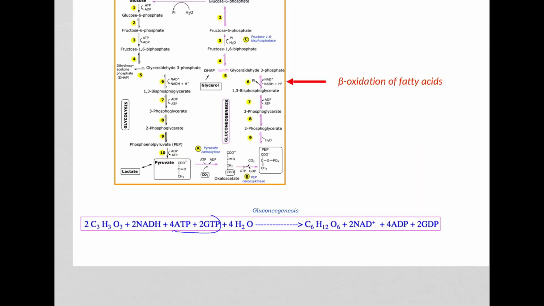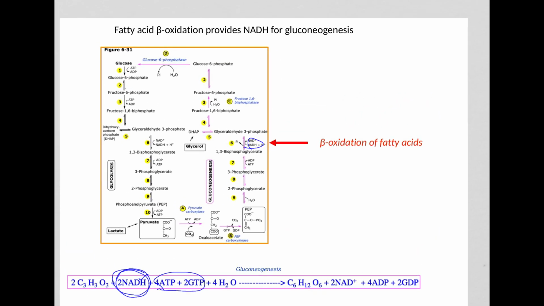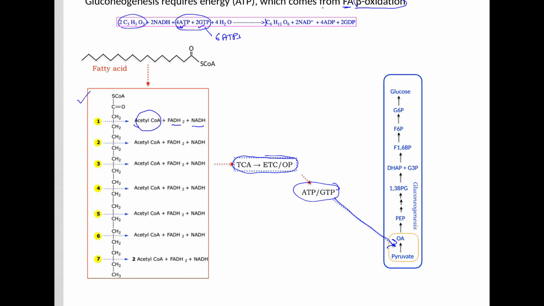Besides energy, we do need some sort of reducing agent, in this case NADH. Now once again, beta oxidation of fatty acid releases a lot of NADH. So these NADH can be used as reducing agents for gluconeogenesis.